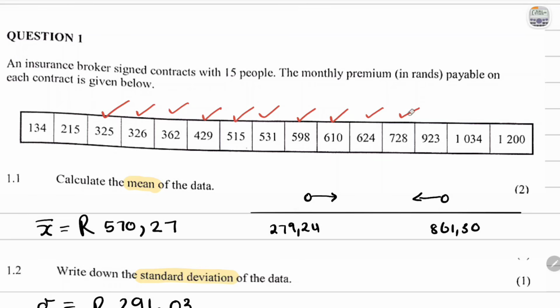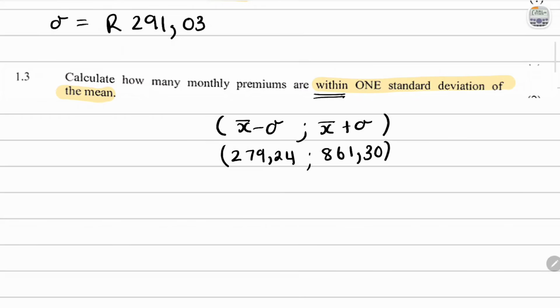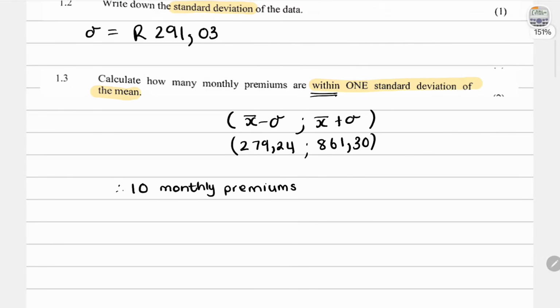So how many values are those? Well, the ones we know, it's 15 people in total. So the ones that are not included are 5, which means these are 10. And remember the question was to calculate how many monthly premiums are within that. So these are 10 monthly premiums. So that is it for 1.3, and moving on to 1.4.